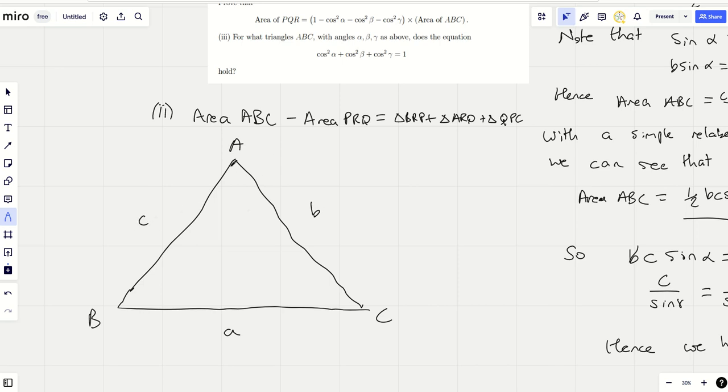Then I did some stuff which you might not have been so happy with. A, this is a beta and gamma. Okay, so let me drop those perpendiculars like they do in their diagram.